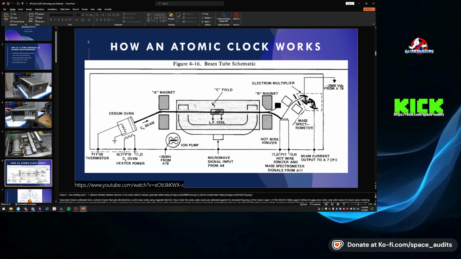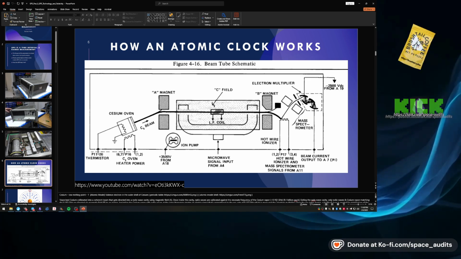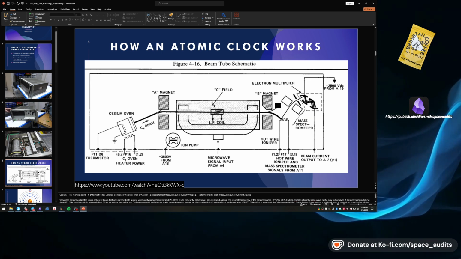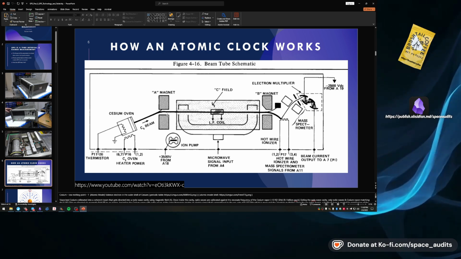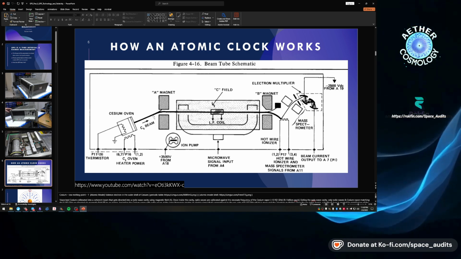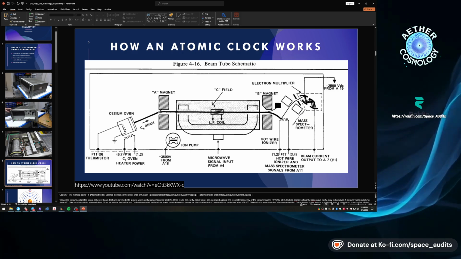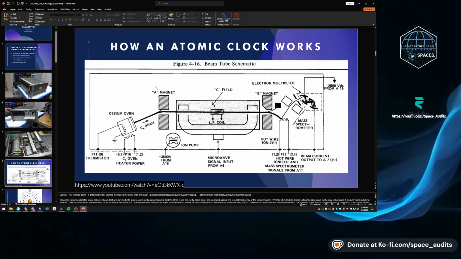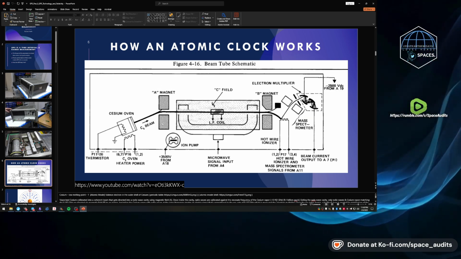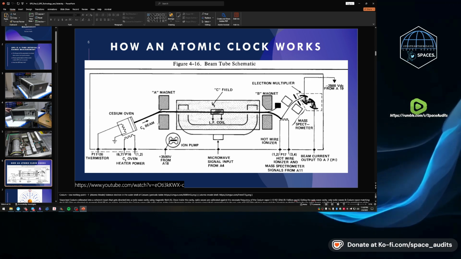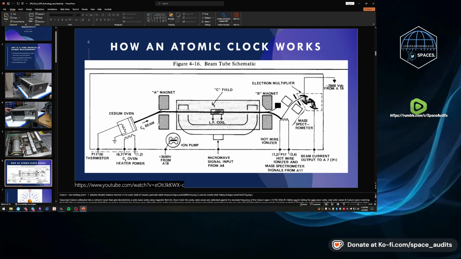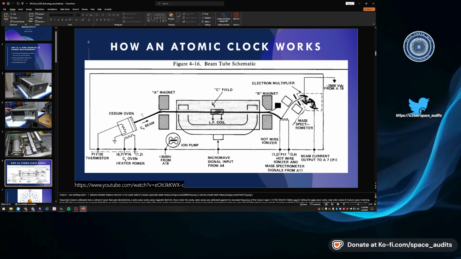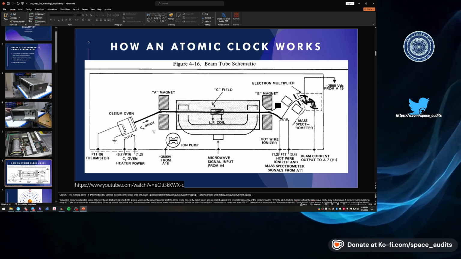When we look at the diagram, we have a cesium oven that gets heated up and emits cesium gas, cesium atoms heated up from the oven. It hits a magnetic field that's set to a specific strength, and that field will bounce out any of the cesium atoms that are excited at a rate higher than 9,192,000,000 oscillations per second, 9.192 gigahertz. That specific frequency is what the clock is tuned to, the natural oscillation rate of cesium. So anything above or below that gets bounced out.